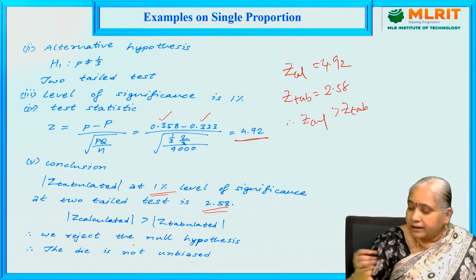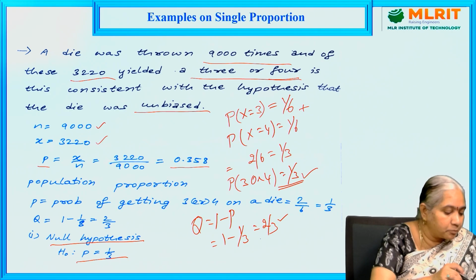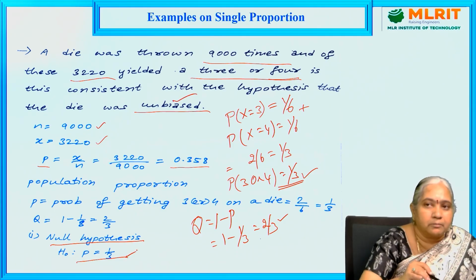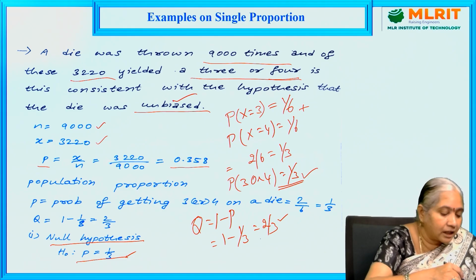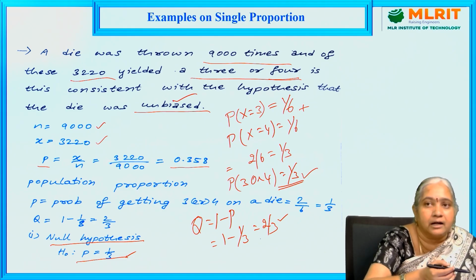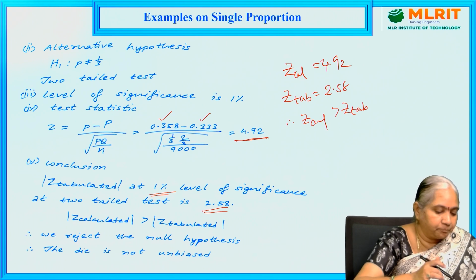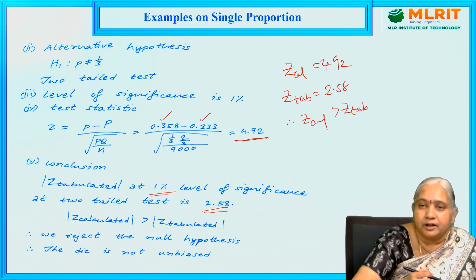We are rejecting the null hypothesis. What is the null hypothesis? The die is unbiased, P equal to 1 by 3. We are rejecting this null hypothesis. That means the die is biased, that is P not equal to 1 by 3. So these are the different examples of single proportion in large samples.